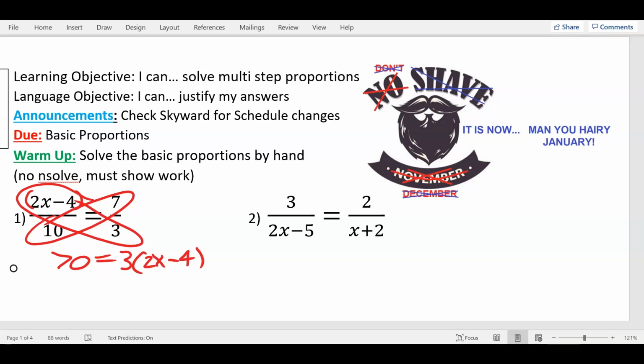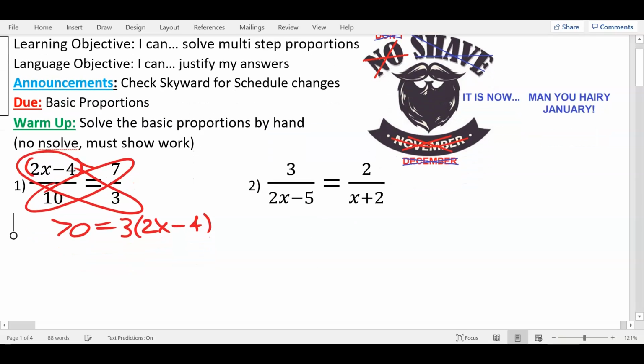Okay? So does everyone see how I got those numbers? I did 10 times 7 to get the left side 70. And then over here, I did 3 times parentheses 2x minus 4. I rewrote it because it kind of looked ugly. All right. Now, what do you do when you have a number in front of a parentheses? What's that called when you do that thing? Distribution. Distributive property. Distribute. Okay?